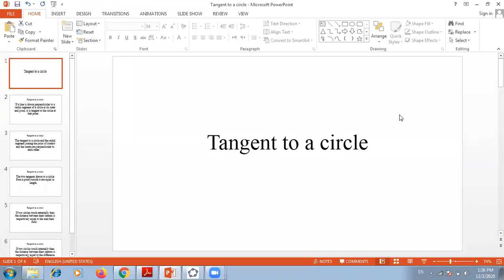Assalamu alaikum student. Today we will start a new chapter, that is tangent to a circle. Again, this chapter is related to circle theorems and basically it's related to tangent to a circle. So first of all, we need to know what is tangent.